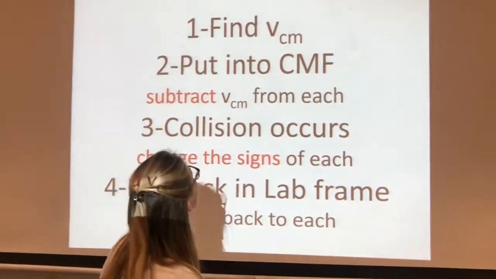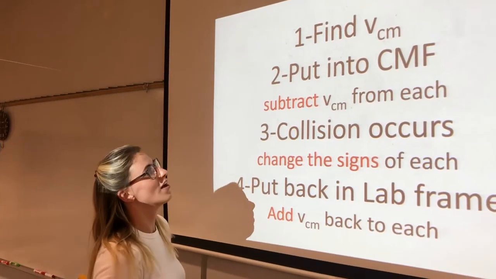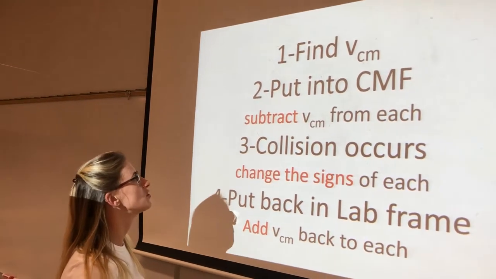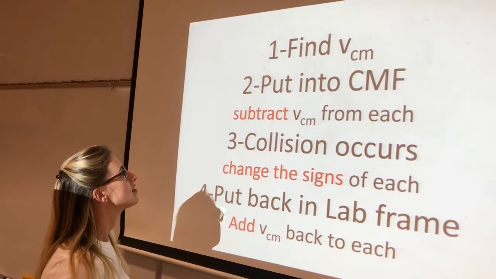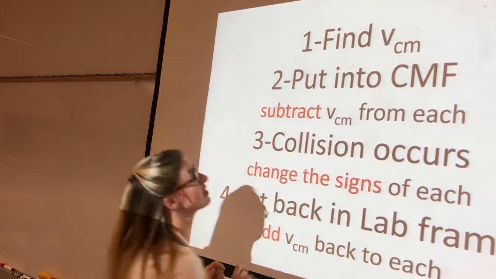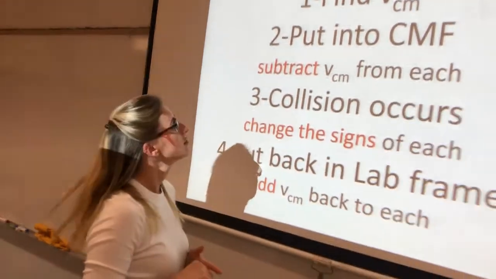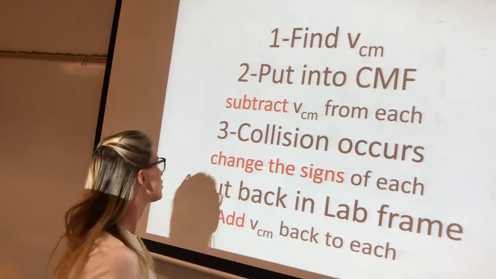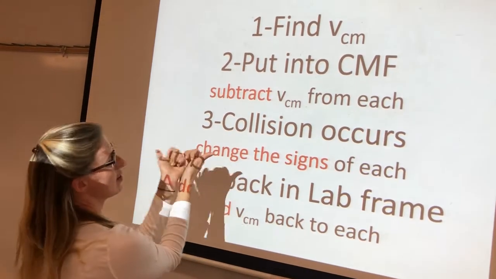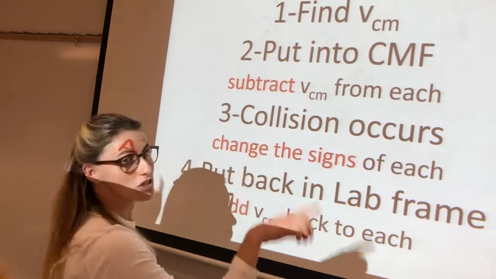Here are the steps. To find the final velocities, the first thing you've got to do is find the velocity of center of mass, using that equation we just saw. Then you're going to put into CMF: subtract this number from each. So we're going to subtract this number from the original velocities. Collisions occur, change the signs of each. So once the balls hit, now they have to go the opposite direction. So the velocities that we got up here, we just change the sign.